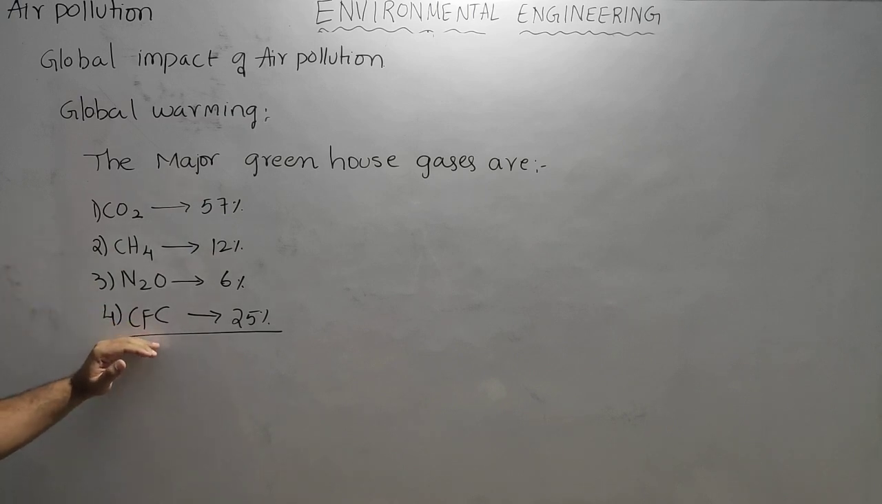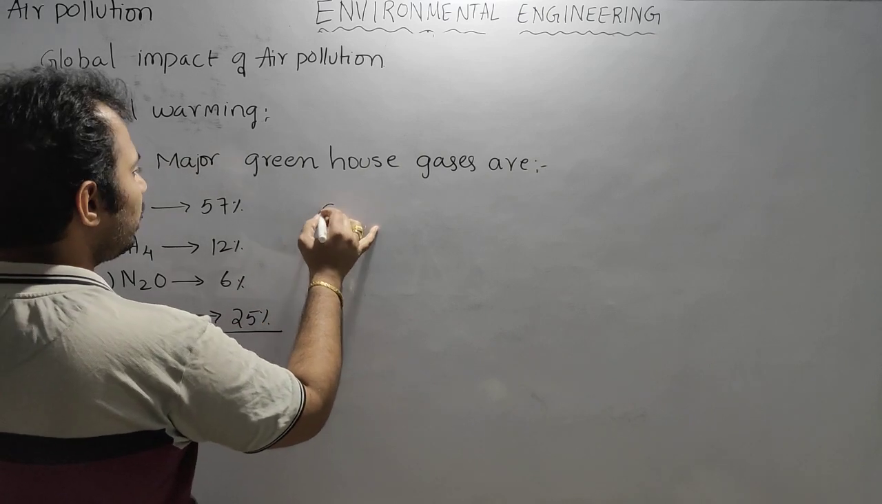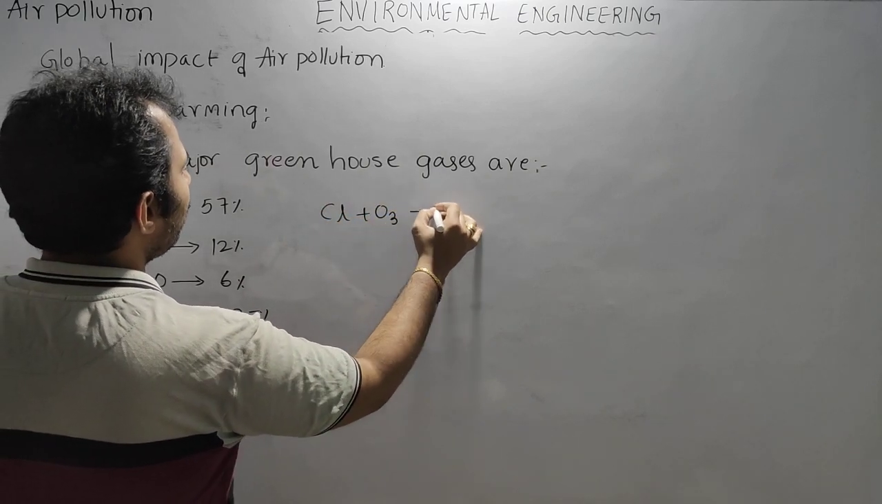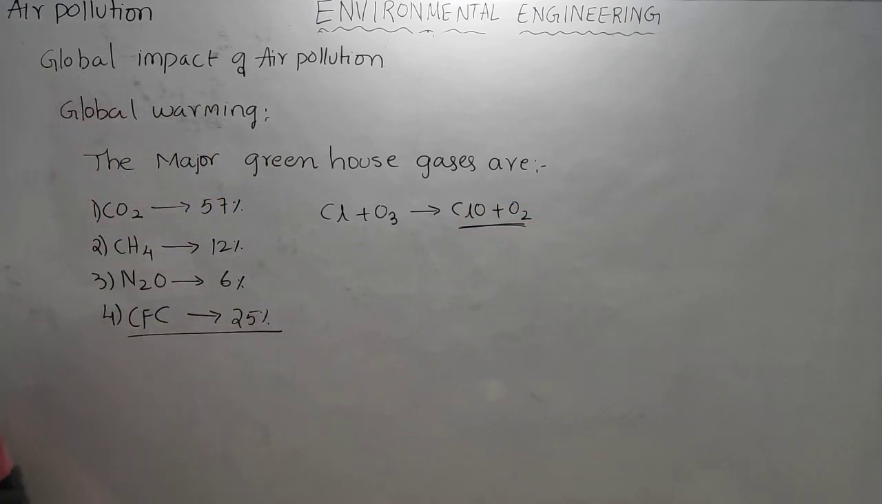But if these chlorofluorocarbons, that means CFCl3, what they do is, the chlorine present in the chlorofluorocarbon reacts with ozone and forms ClO, such that the ozone layer is depleted and converted into ClO and O2. So the chlorine goes and reacts with O3 and forms ClO and O2. So now the ozone has got depleted.